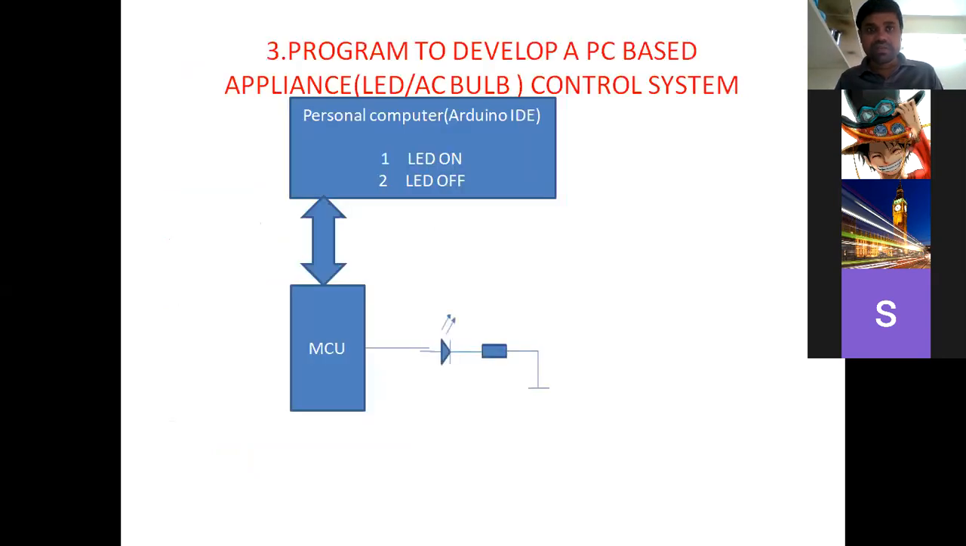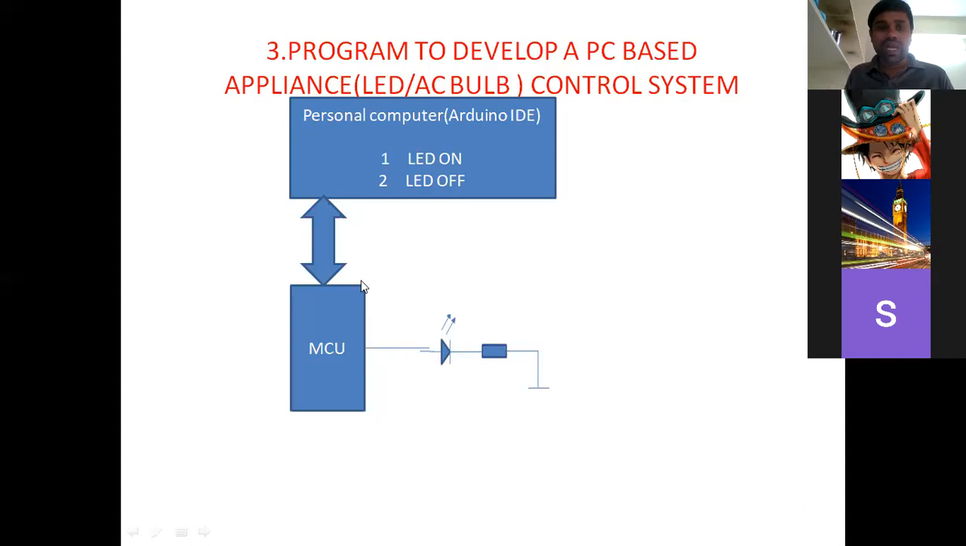Suppose program 2: develop a PC based control system using AVR program. In the last class, we have seen using Arduino programming, we want to monitor and control appliances using the serial. But in this case, on the computer, if you press 1, the LED turns on, and if you press 2, the LED turns off. Here the LED is connected to pin 13 using AVR program. We don't want to use the predefined functions.